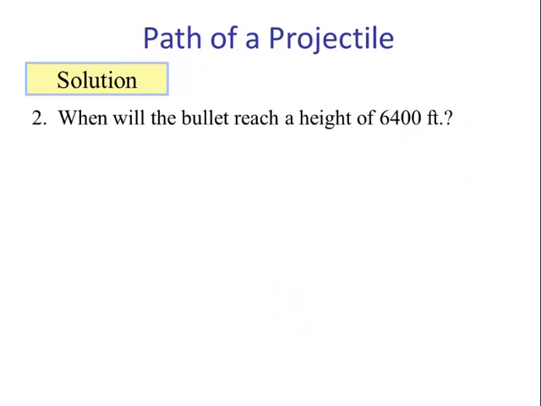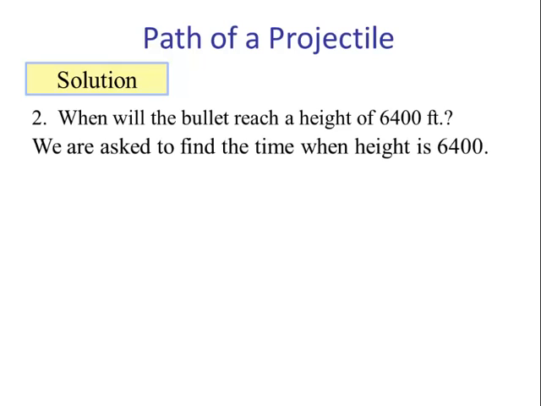Number 2, when will the bullet reach a height of 6,400 feet? Again, we are asked to find the time when the height is 6,400 feet. So we plug in 6,400 for h, and then we will solve for t. Our first step is to subtract 6,400 from both sides.